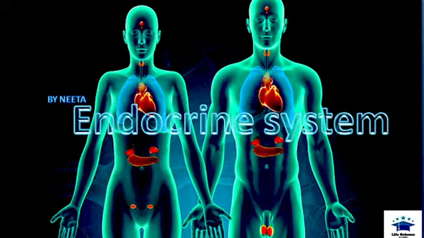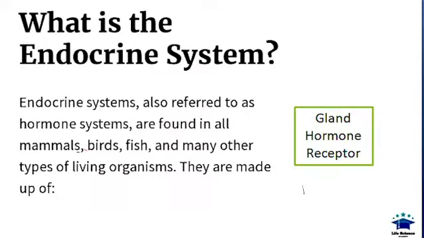Now, in this session, we will be talking about the endocrine system in humans, and I have taken this topic from human physiology. This topic is very important for the CSIR NET Life Science upcoming examination. So first of all, we will talk about what the endocrine system is.